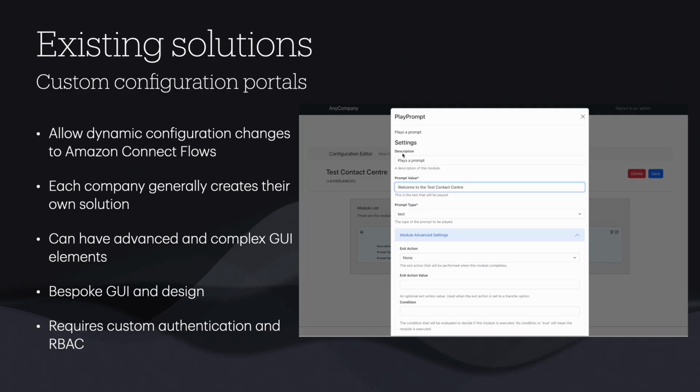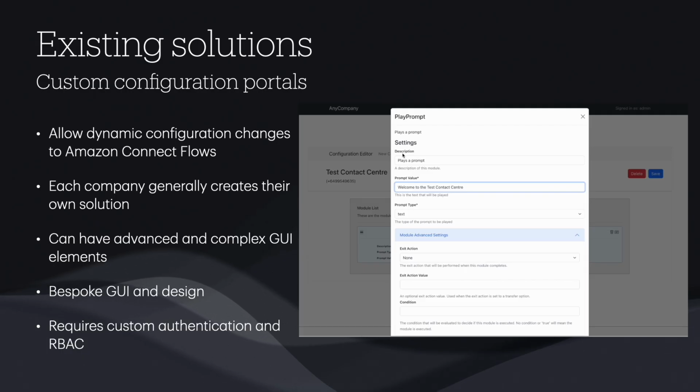Quite often at companies, they'll build their own bespoke custom configuration portal. The reason why large enterprises do this is that they want to be able to make changes to their Amazon Connect environment without having to redeploy the entire environment. This allows them to make dynamic changes to prompts and behavior, which can be managed by their operations teams. In general, each company will create their own bespoke, unique solution for this.